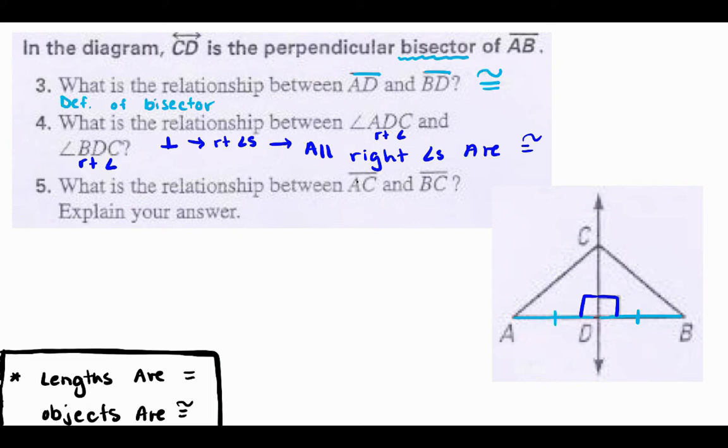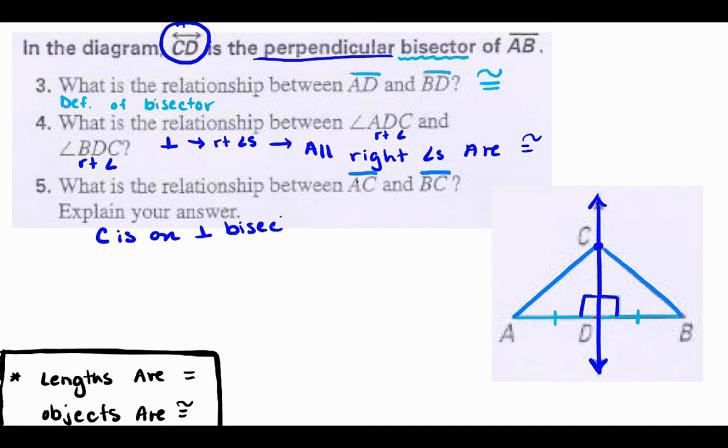The last question wants to know the relationship for the length of the segments AC and BC. So keep in mind that we have a perpendicular bisector. So this line is our perpendicular bisector. And we have this point C that is on our perpendicular bisector.